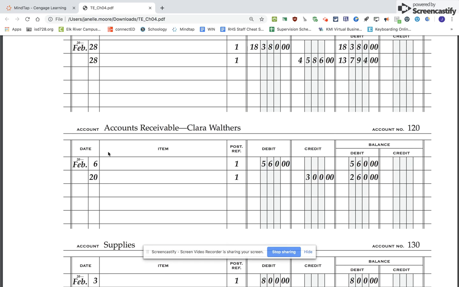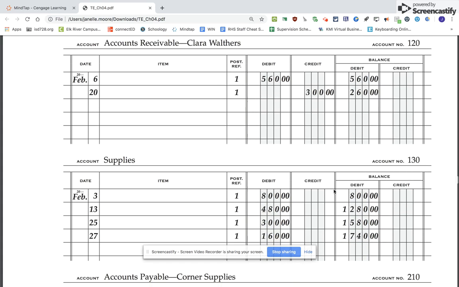So looks like accounts receivable, Clara, we have two entries. One is where we sold services on account. So she owes us $560. Because accounts receivable is an asset, it's a debit normal balance. So she owes $560 as a debit. Later that month on the 20th, she pays us back $300, leaving her with a new balance of $260.